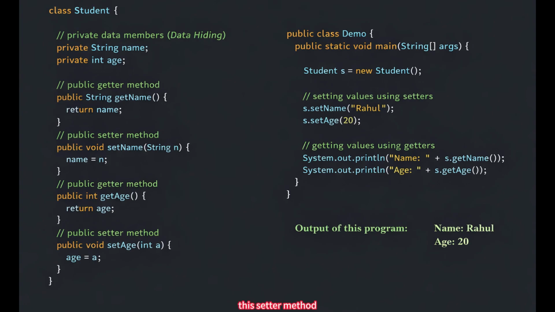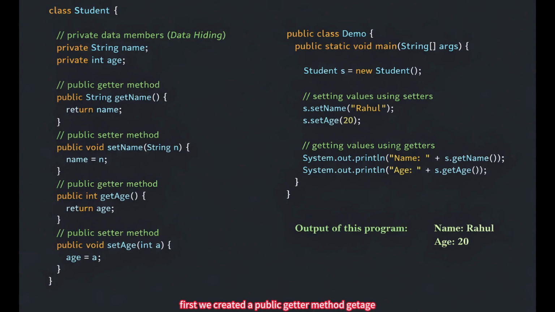This setter method accepts the name in parameter variable n. Then sets this n variable value to the private variable name using name is equal to n. So, n is a temporary variable coming from outside. Name is the actual private class variable. In this way, we are able to modify the private data only through a public method, getter and setter. For age, in the same way, we created methods for age also.